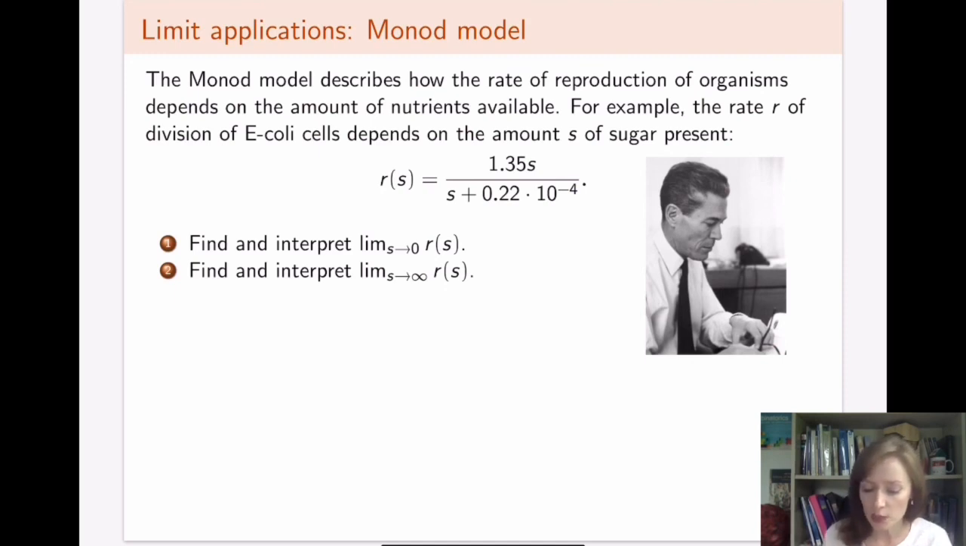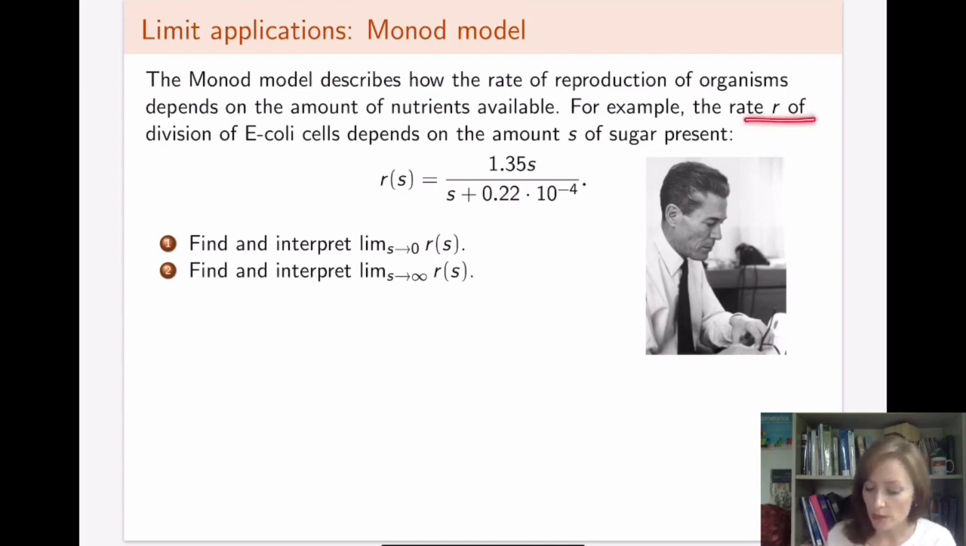Okay, so let's take a look at what the model describes. The model describes how the rate of reproduction of organisms depends on the amount of nutrients available. We would think that the more nutrients, the faster simple organisms like E. coli reproduce. And we will see if this function truly models what we believe to be true.